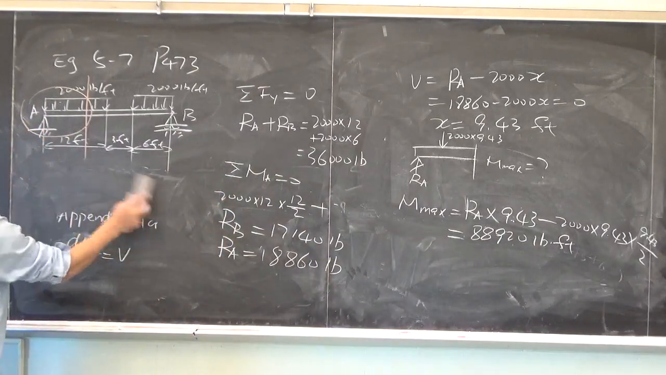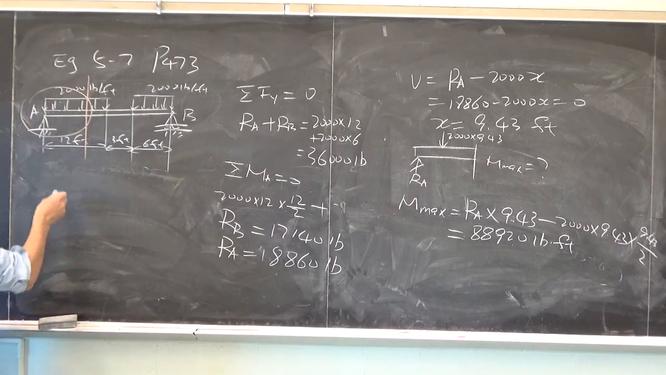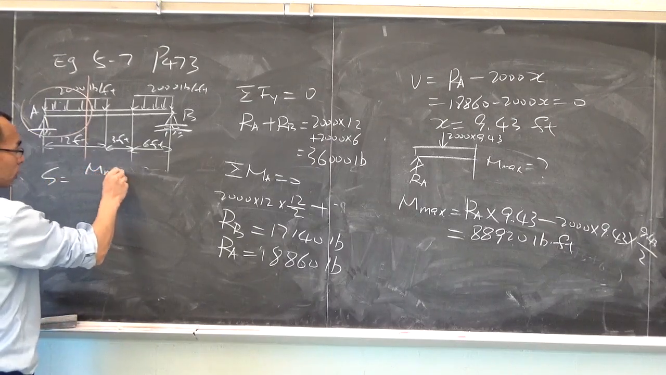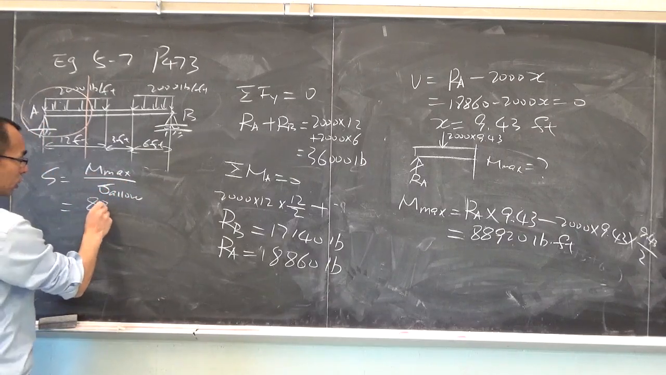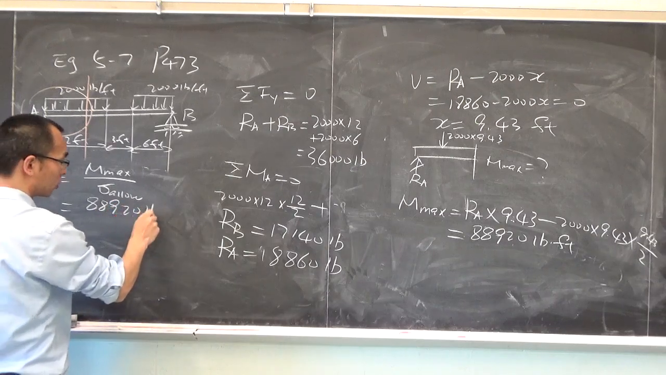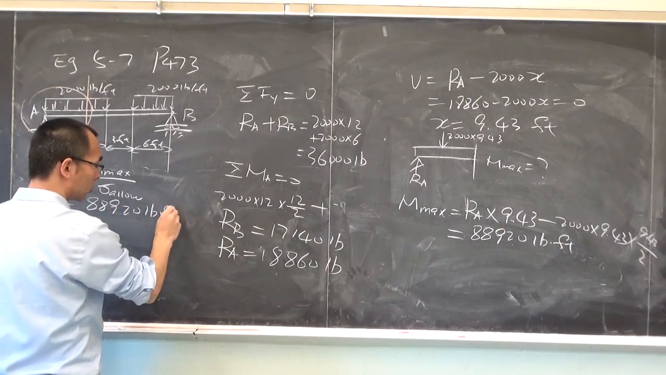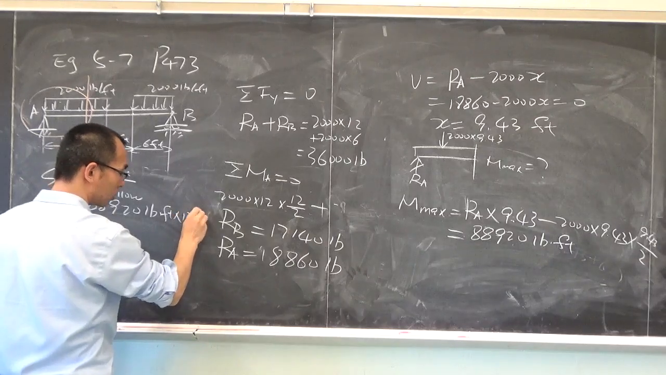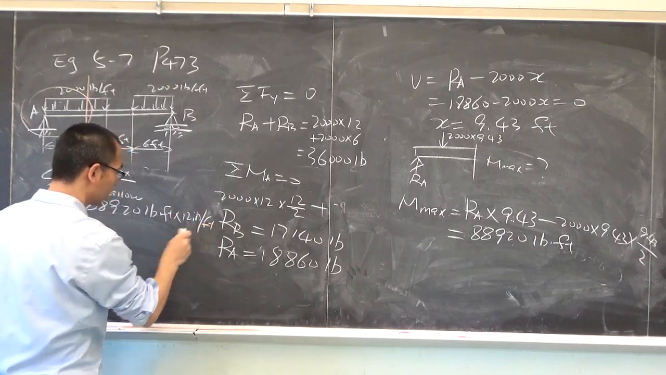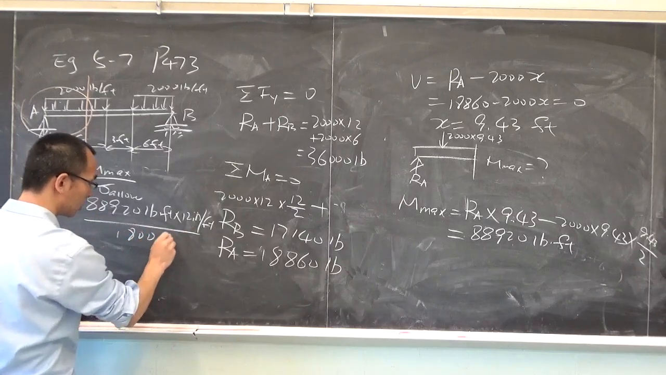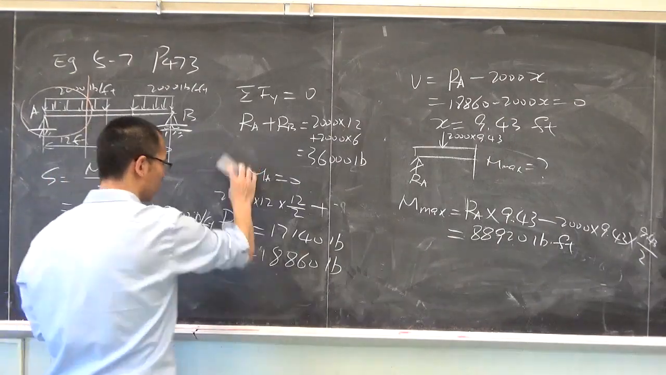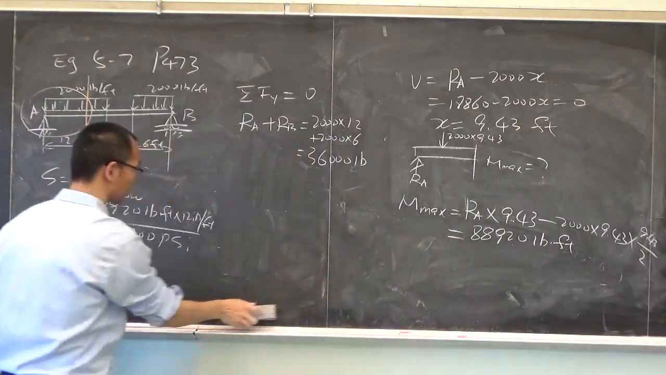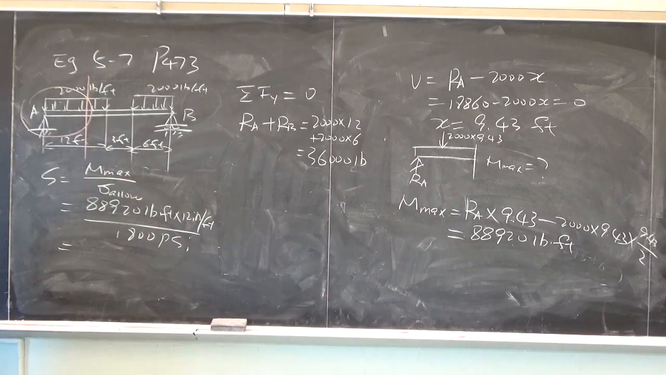Okay, so now section modulus is equal to maximum bending moment divided by the allowable stress, right? So this one is, convert into inch, so divided by 18. So this one will be equal to 59.3.